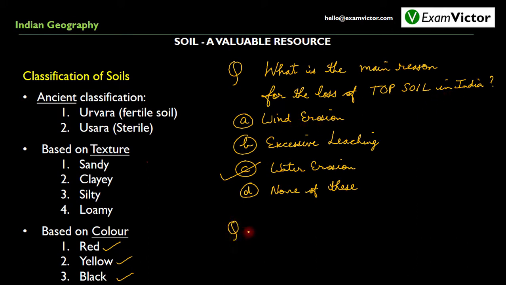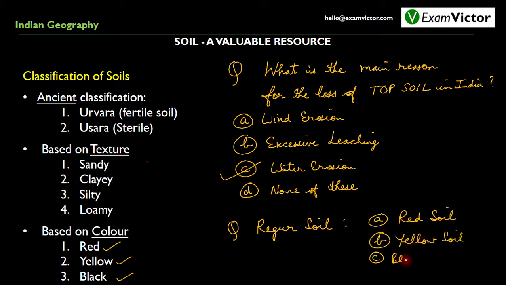Another important question that has been regularly asked in the past papers is, what is regur soil? And the options that we were given with are red soil, yellow soil, black soil, or alluvial soil. This is a factual question and the correct answer is black soil. Red soil is rich in iron content. Alluvial soil, on the other hand, is the most widespread and the most productive category of soil.